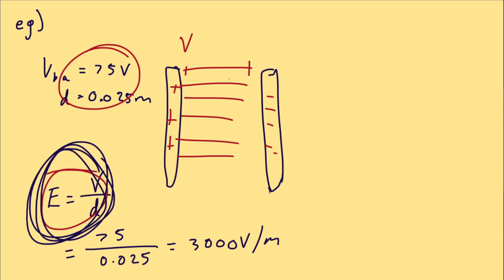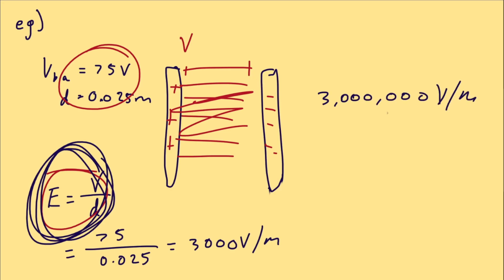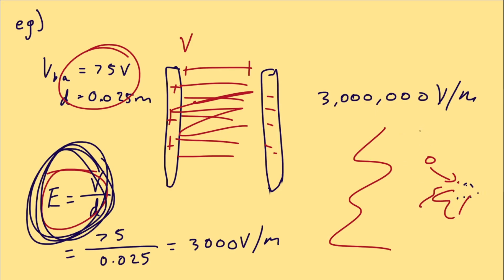In real life, if the field gets too strong, so above 3 million volts per meter, the air literally starts to break down. This is how lightning happens. Electrons accelerate, they smash into the air molecules, and they knock out more electrons in those air molecules, and the air becomes conductive.